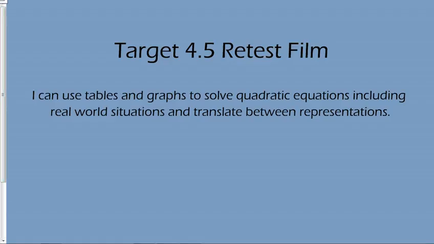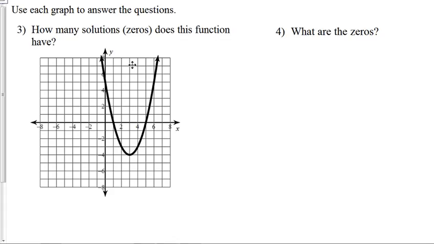So make sure you have your white packet with you. We're going to actually do some of the problems on the white packet. You do need to have the white packet fully completed in order to do the retest. If you need more help than what's in the movie, go see your teacher before or after school or during advisement. Here we go. We're going to handle number 3 and number 4 first.